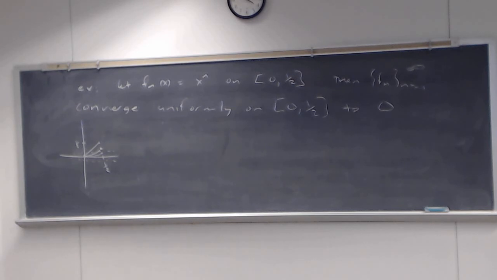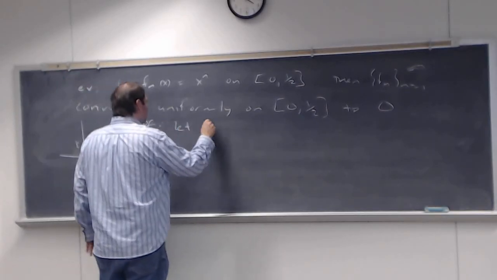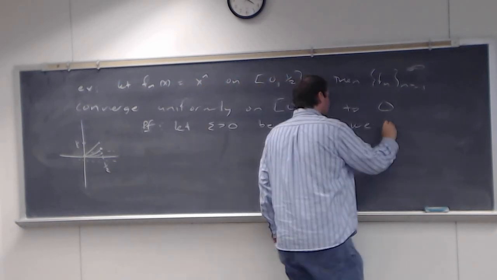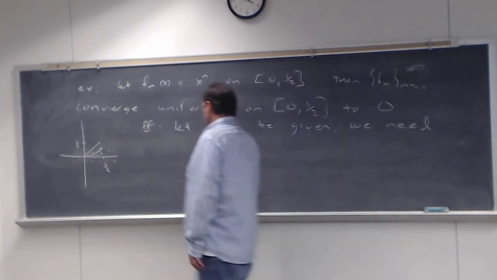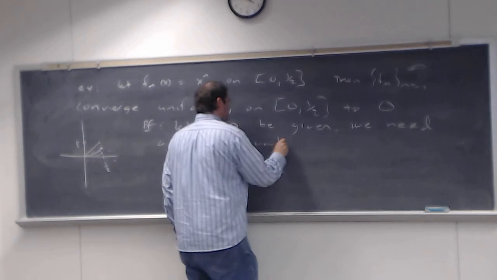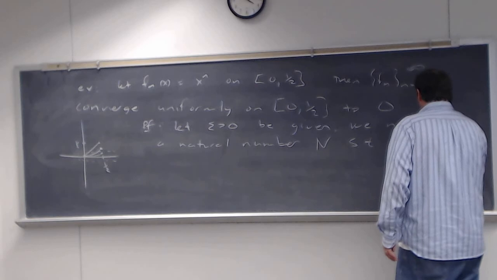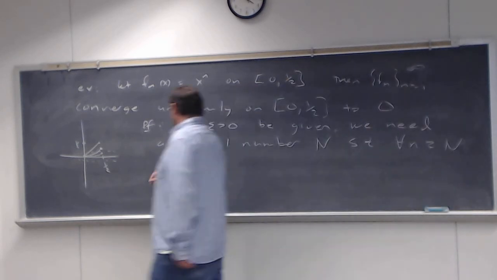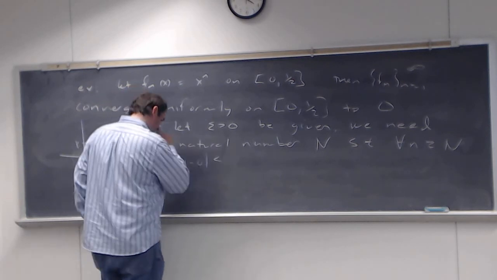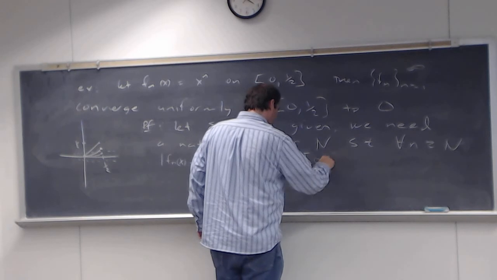Okay. So here's what I would do. Here's the way the proof would go. Proof. We let epsilon greater than 0 be given. We need a natural number N such that for all n bigger than or equal to this big N, f sub n of x minus 0 will be less than epsilon for all x in 0 to 1/2.